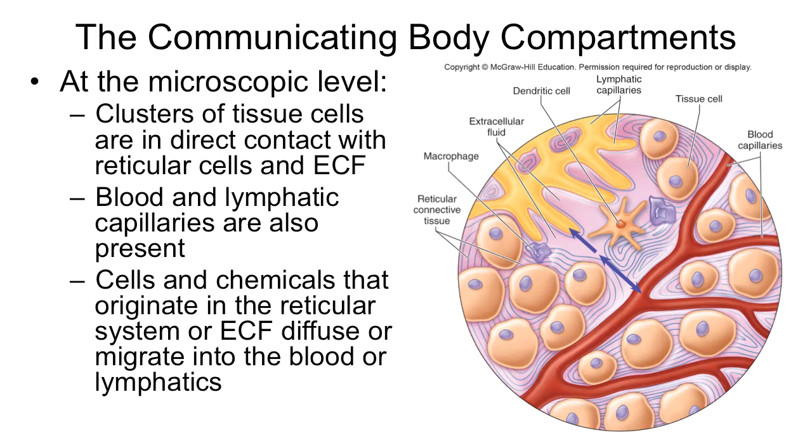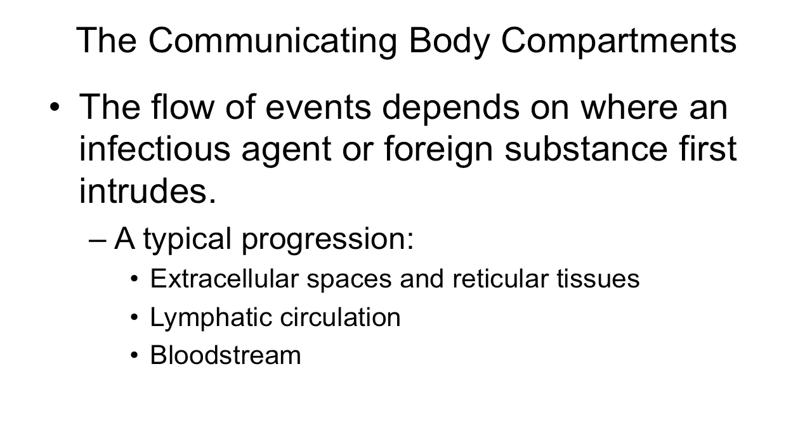And what we're going to look at are the cells and chemicals that originate in the reticular system. Those are going to diffuse in the extracellular fluid that is going to migrate into the blood to be carried by the heart into the spleen, or be carried through the lymphatic capillaries to the lymph nodes. So the flow of events is going to depend on where an infectious agent starts first. And let's take a typical progression of that system.